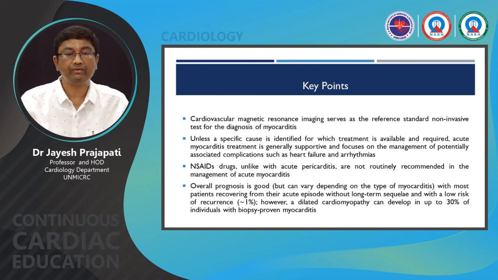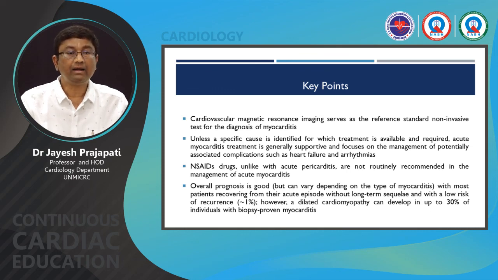Unless a specific cause is identified for which treatment is available and required, acute myocarditis treatment is generally supportive and focuses on the management of potentially associated complications such as heart failure and arrhythmias. We have seen that 80 to 90% of patients' treatment is supportive because either they present late or we are not able to diagnose some of the virus infections. So we have to treat with supportive care only, and we have to treat the arrhythmias.